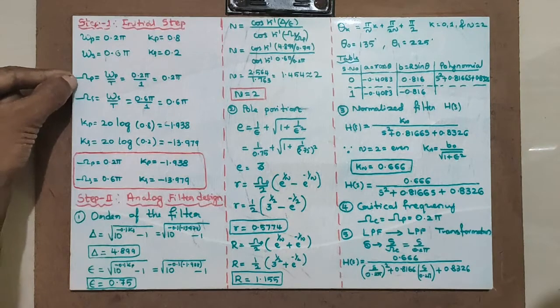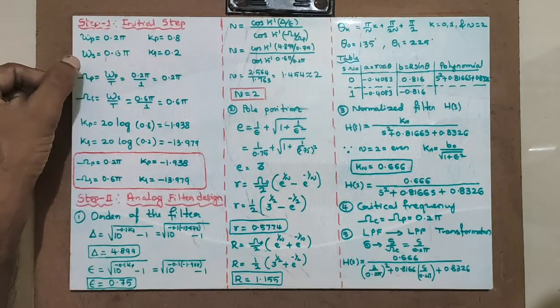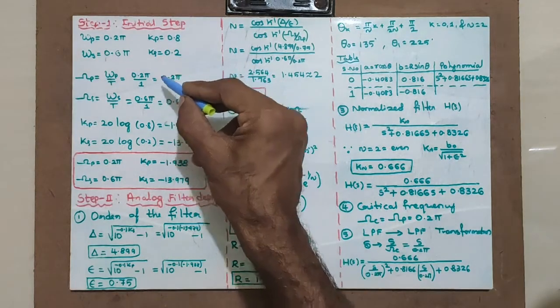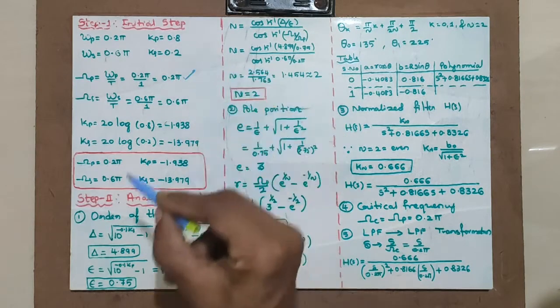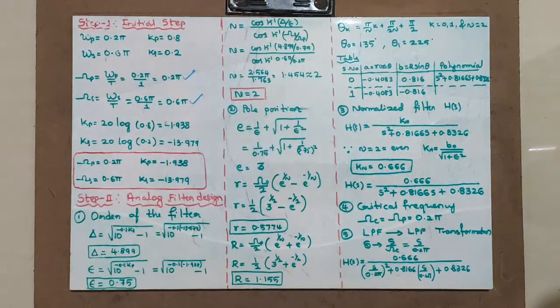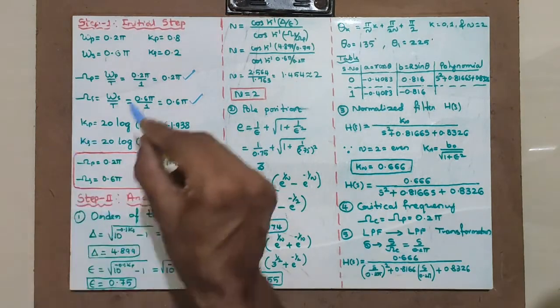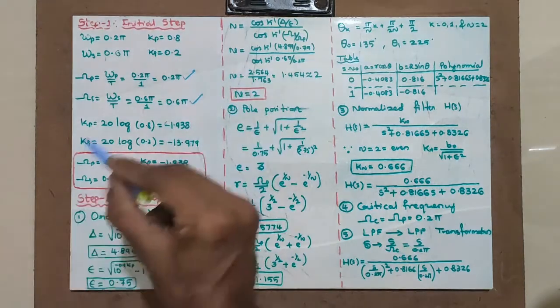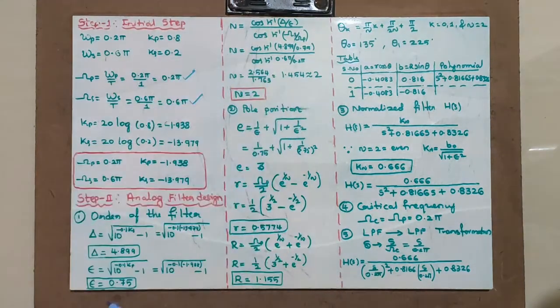Because you are using impulse invariant transformation, omega p is equal to W by T is the formula, right? In bilinear transformation, it is 2 by T tan W by 2. Here omega is equal to W by T. Very simple, 0.2 pi by 1, and you got the answer as 0.2 pi. Similarly, omega s is 0.6 pi. Now here, importantly, KP and KS are not given in decibels. They are given in magnitudes, 0.8 and 0.2.